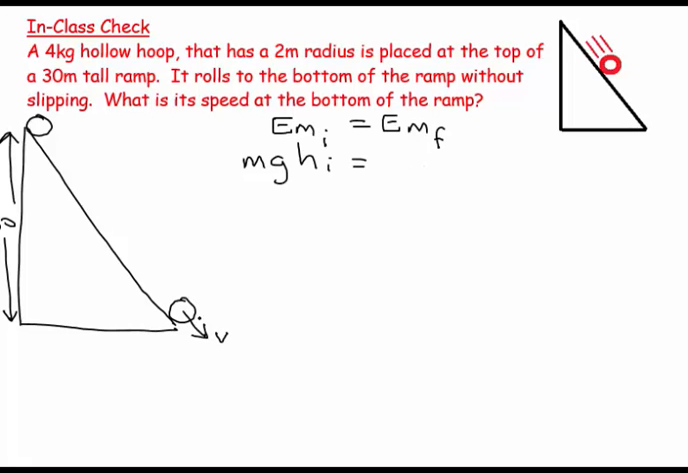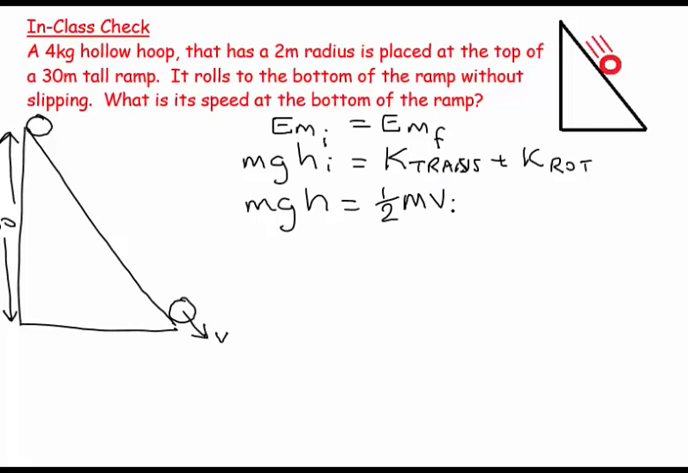It has got two contributions to its kinetic energy though. There is K translational plus K rotational. It's not sliding down, it is rolling down. So mgh is equal to 1/2 m v trans squared plus 1/2 I omega squared. We've seen this before.